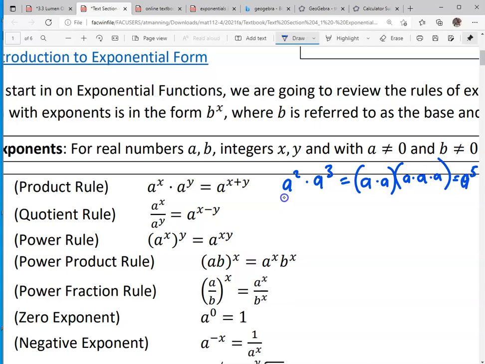So the rule is, if you have the same number to a power times that same number to a different power, we simply add those together. Because we have that many a's multiplied times that many a's multiplied, which gives me x plus y a's multiplied together. So that's our very first rule, called the product rule of exponents.